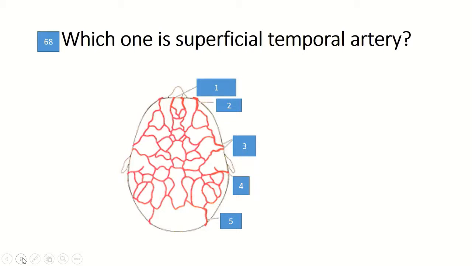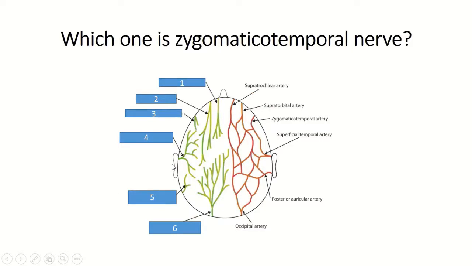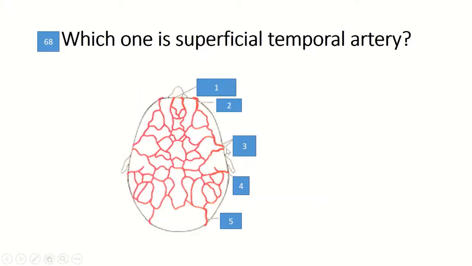Question 68. Which one is the superficial temporal artery? Based on the location of the ear, in the anterior is the superficial temporal artery, and in the posterior is the posterior auricular artery. So the correct answer is 3. Superficial temporal artery on the anterior side of the ear and posterior auricular artery on the posterior side of the ear.